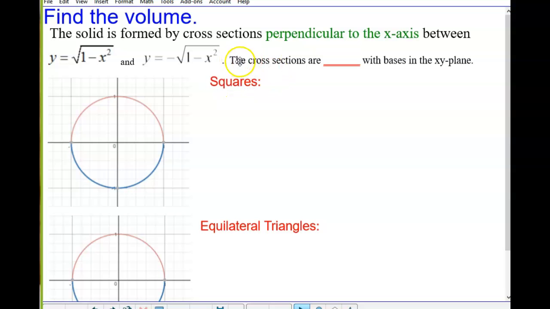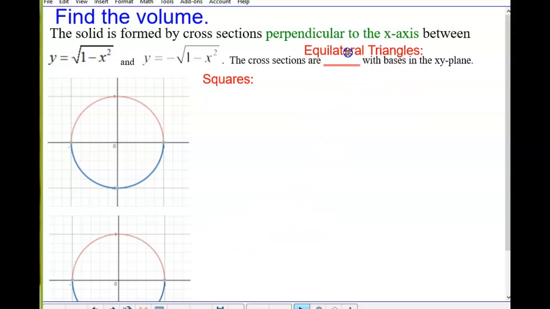And then the directions are telling us to find the volume if the cross-sections are blank with the xy plane. So what if they're squares? We're going to do the exact same example. We're going to do it with squares, and then with equilateral triangles, and with isosceles triangles, and you're going to notice a little review of geometry here. I'll give you a minute to finish.